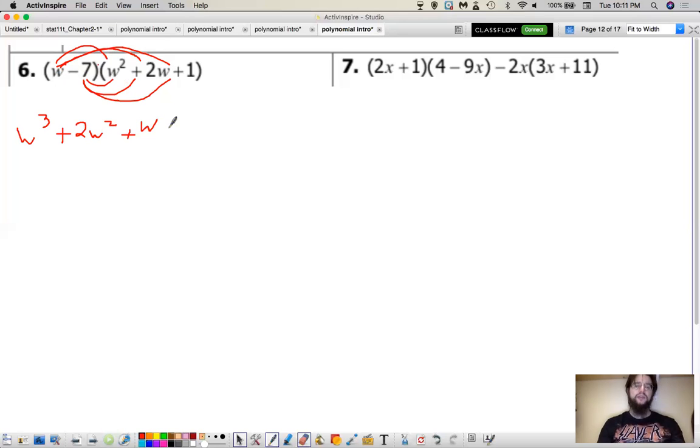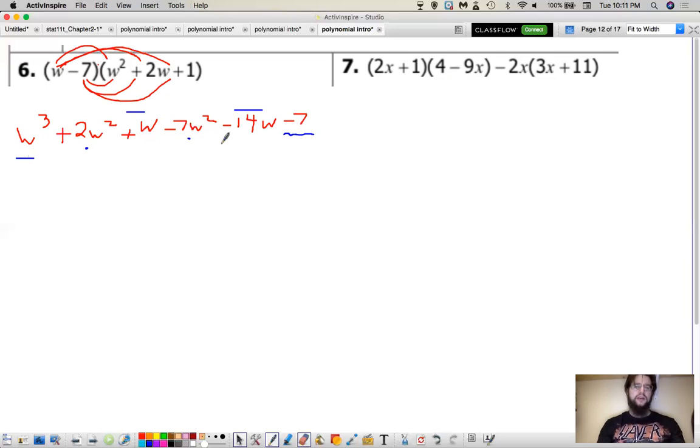Negative 7 times W squared is negative 7W squared. Negative 7 times positive 2W, negative 14W. Negative 7 times 1 is negative 7. Again, just organize yourself. I've got some W cubes. I've got some W squareds. Got some W's. And I got this guy all by himself. That's everybody, so put them together.